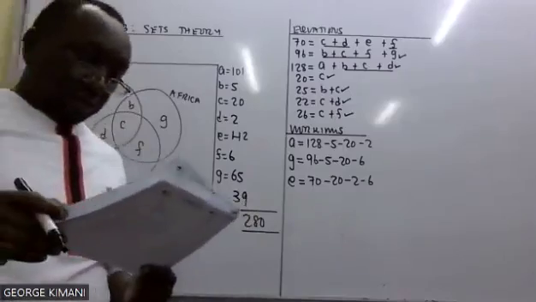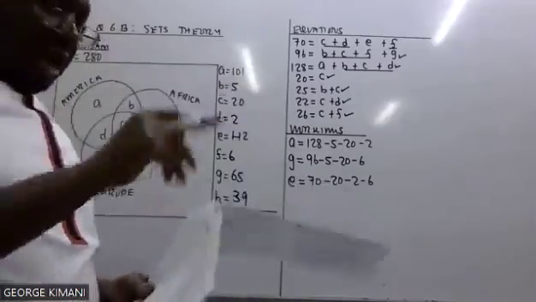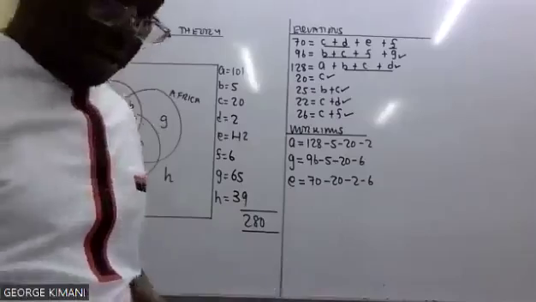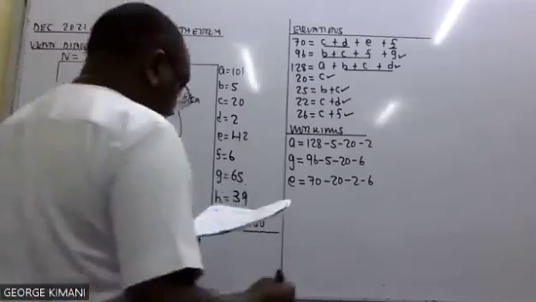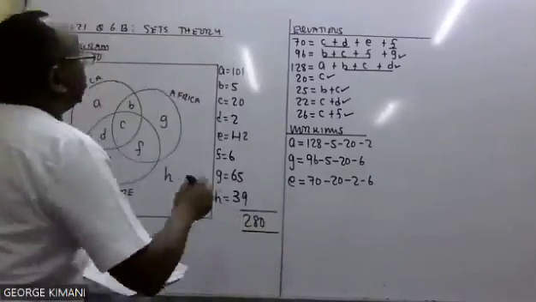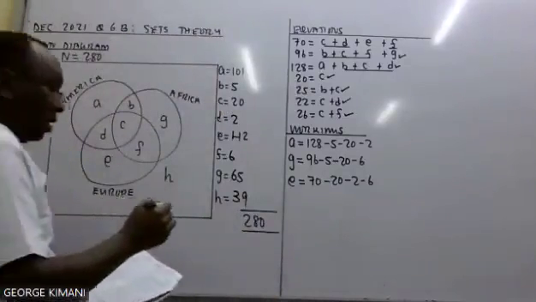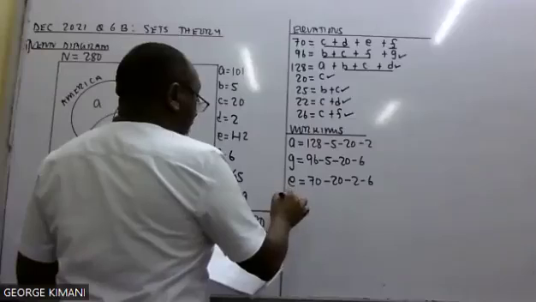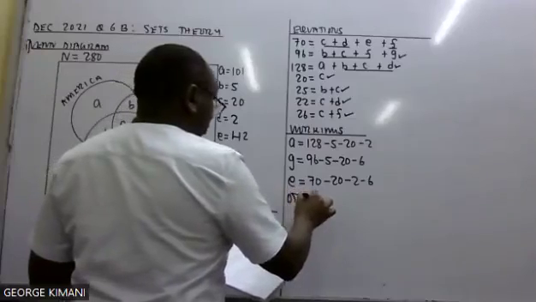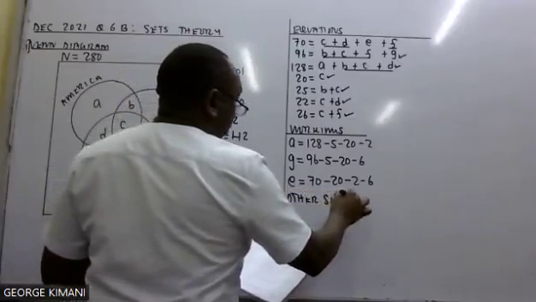Okay, the next is now to answer the requirements. One, we have been told to do the Venn diagram. That is already done now. Roman 2, other solutions.